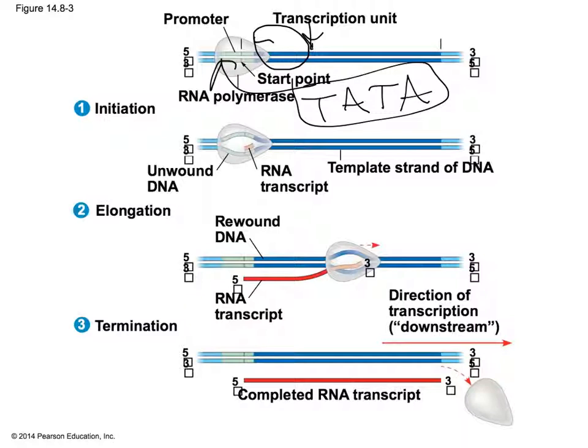It adds nucleotides in the 5' to 3' direction, producing the transcript until it reaches a termination signal. A termination signal is inherent in the DNA. The RNA polymerase loses its ability to bind and separates, and that's your termination signal. Pretty simple. What you end up with is a completed RNA transcript.